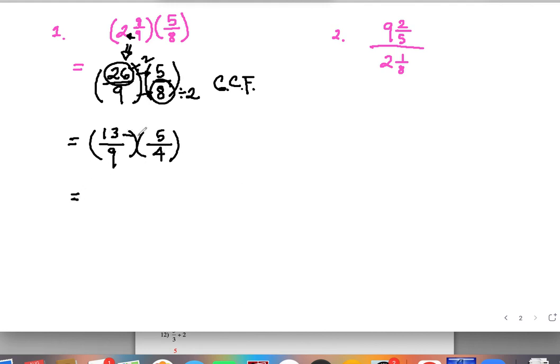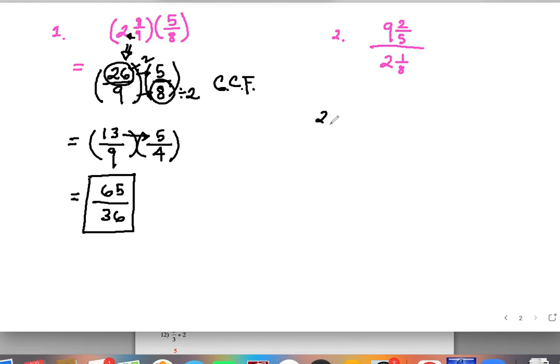Now you go across. Now I do 13 times 5, which is 65. Take your time with that. And then 9 times 4, which is 36. And this is your final answer. You could leave it like this. Now I go on to the next one.